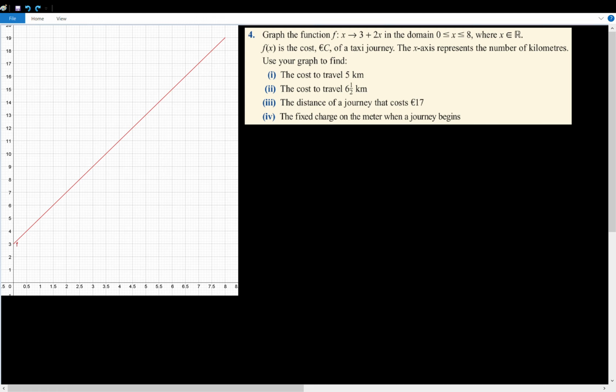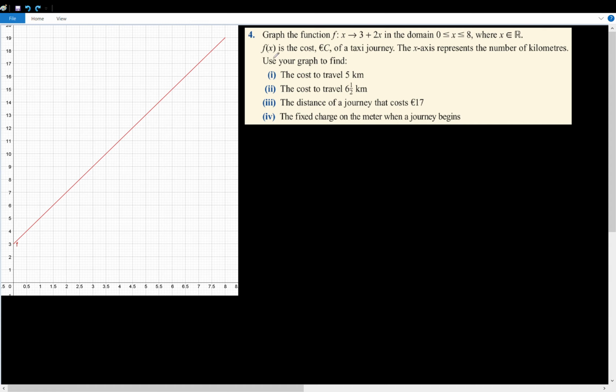This is question 4 from exercise 21.6 in Project Maths 2. We have to graph the function f of x is 3 plus 2x in the domain 0 is less than or equal to x is less than or equal to 8, where x is an element of R.